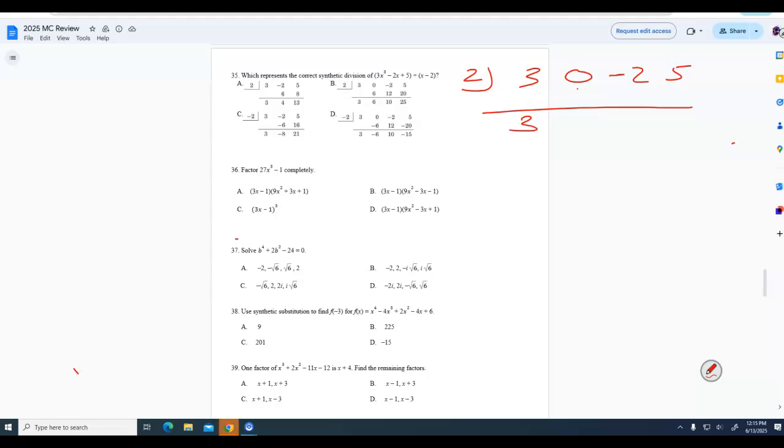We drop the first term, we multiply and we add. We multiply and we add. We multiply and we add. And therefore, B is our answer. They're not asking us to factor or do any more with it.